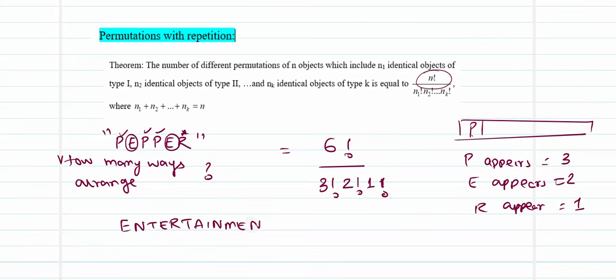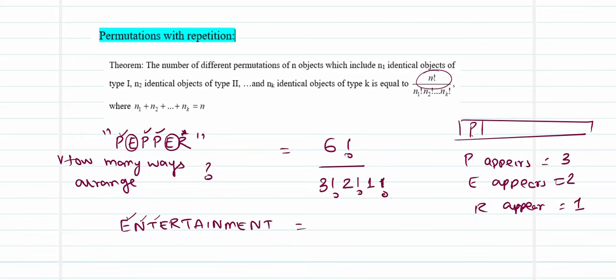You can try the same for the word entertainment. Just check how many elements it has, how many times E repeats itself, N repeats itself, T repeats itself, and so on. You can just divide by the number of repetitions of each. That will give you the number of ways in which the alphabets of the word entertainment can be arranged.